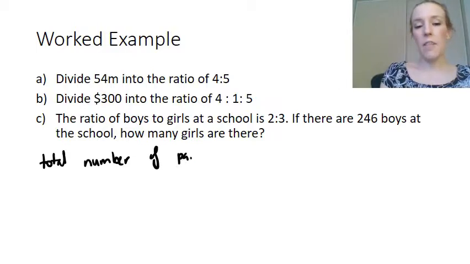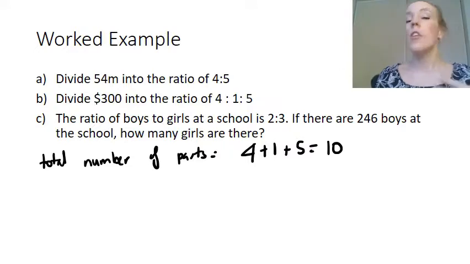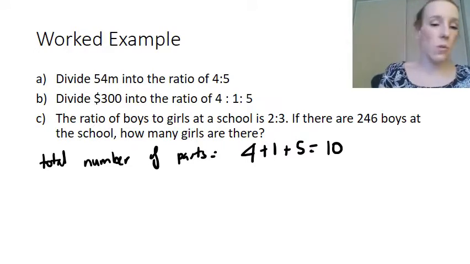So we just have to add them together. So it's 4 plus 1 plus 5, and that equals 10. So then you can use the unitary method or the fraction method. I'll show you both again. It's up to you which one you want to use.